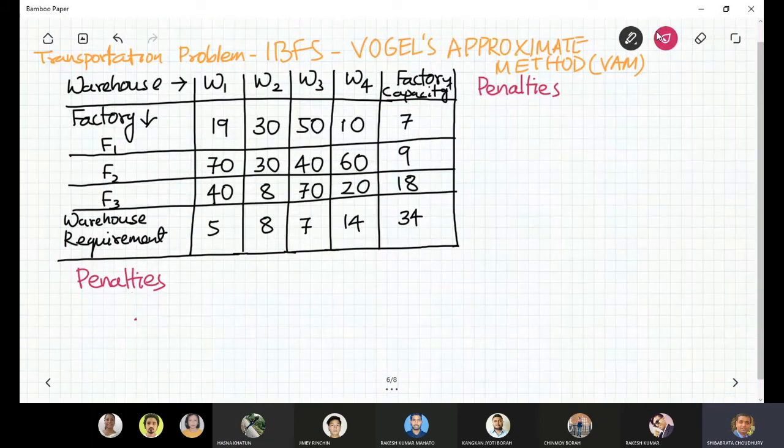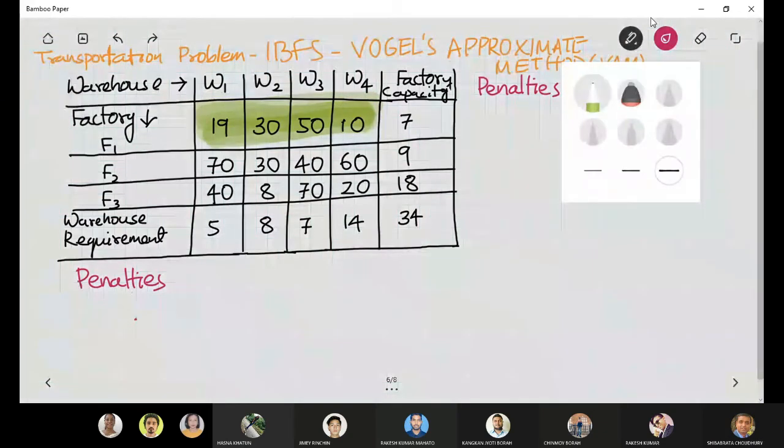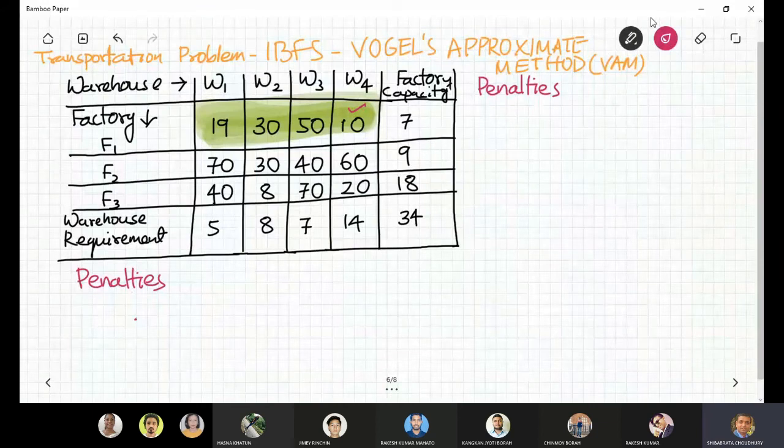So in this Vogel's approximation method, we have to find out the penalties. Okay, the cost penalty over here means the difference between the first lowest and the second lowest value. The lowest value over here is 10. The second lowest is 19. So the difference over there is 9.